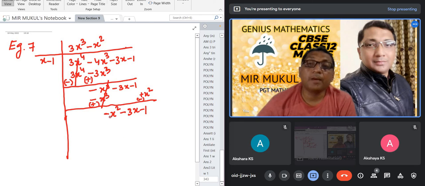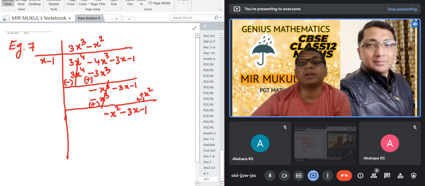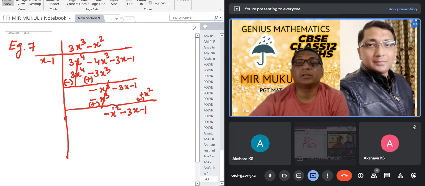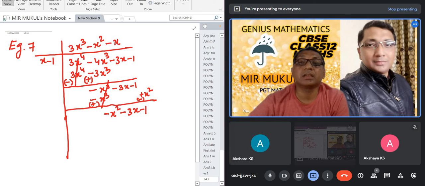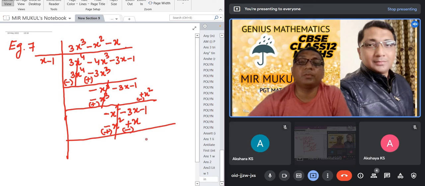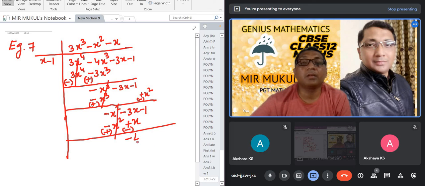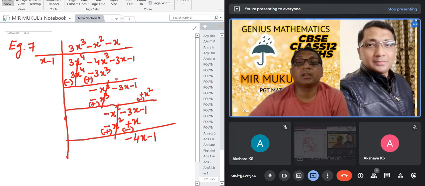Now Akshara, if you divide minus x square by x, what will you get? Sir, minus x. Minus x. Now multiply minus x with x, that is minus x square. Minus x into minus 1 is plus x. Now subtract. Here plus sign and here minus sign. So again these two will be cancelled. Now we are getting minus 4x minus 1.